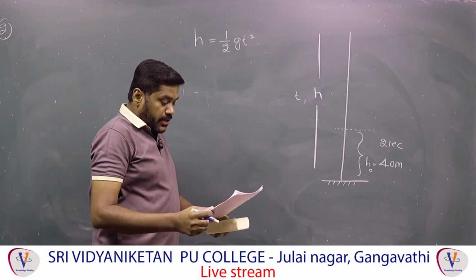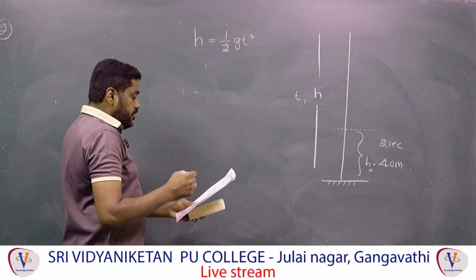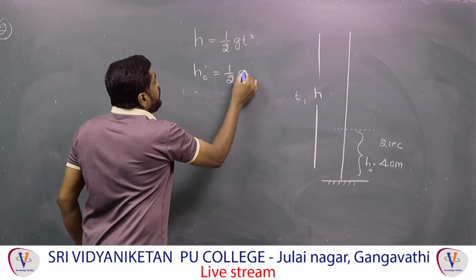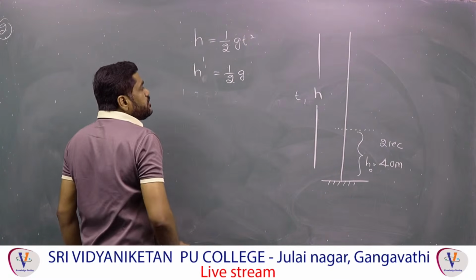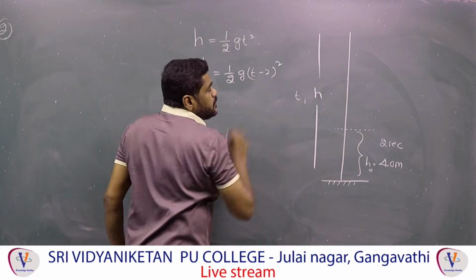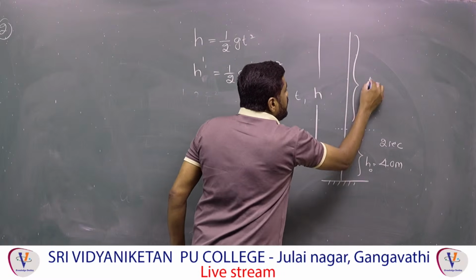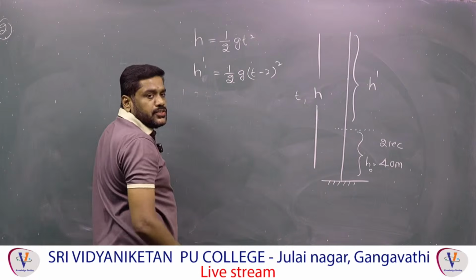Next, what they have given: the height of the tower is what they are asking. h naught is equal to half g into the remaining distance. For example, if you take h dash, then h dash is equal to half g into t minus 2 whole square, because this is h naught and that is the h dash I will take, for the remaining time.